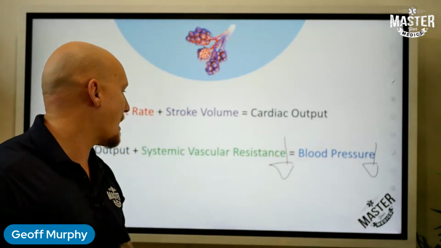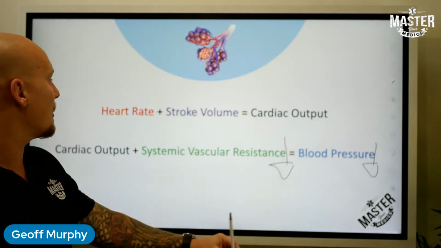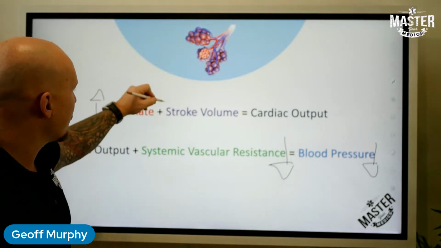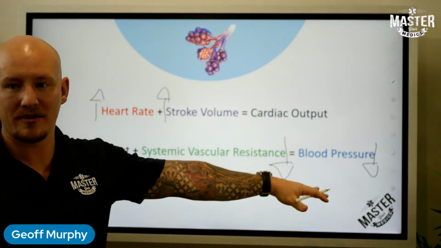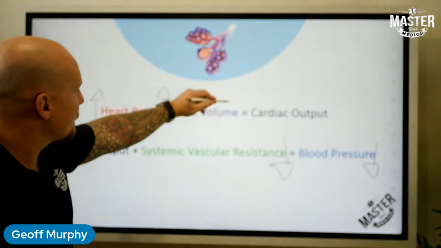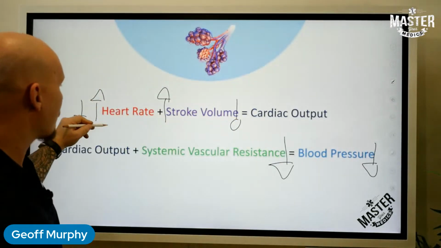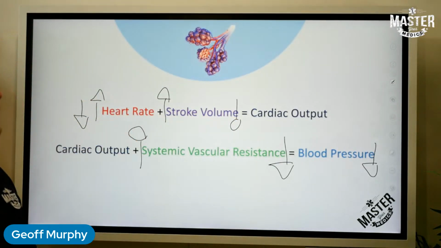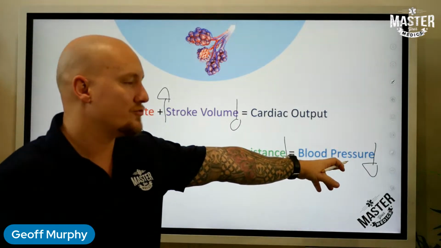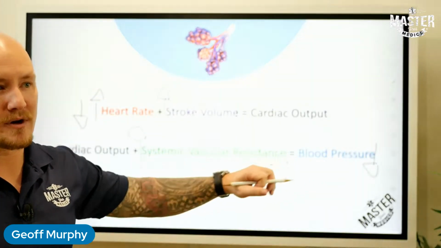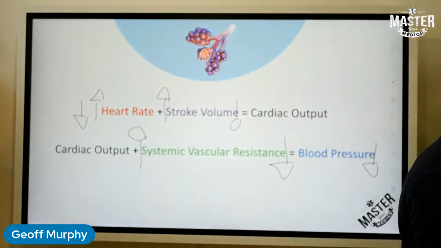If our blood pressure goes down because of systemic vascular resistance problems, then we're going to increase our heart rate and increase our stroke volume in order to compensate for that. If we have a decrease in our stroke volume and a decrease in our heart rate, then we're going to have an increase in our systemic vascular resistance to try and compensate for the decreases in blood pressure. That's how shock works and how our body tries to compensate for it.